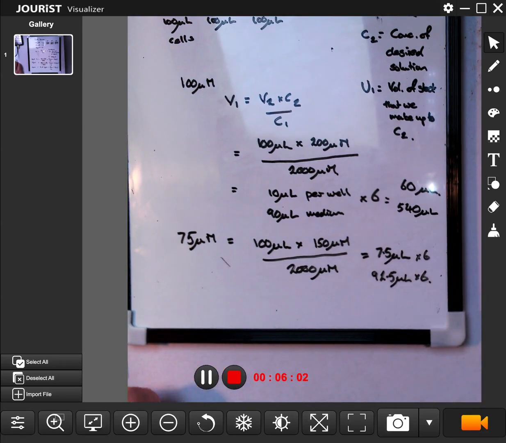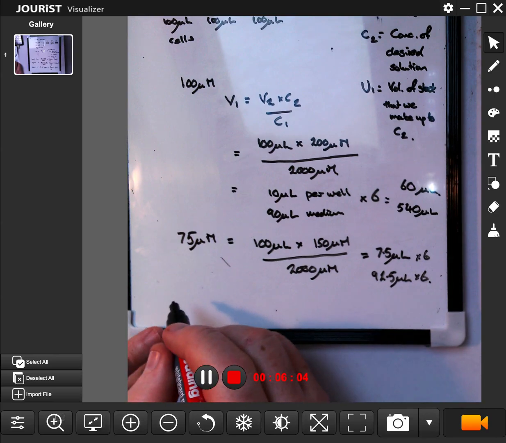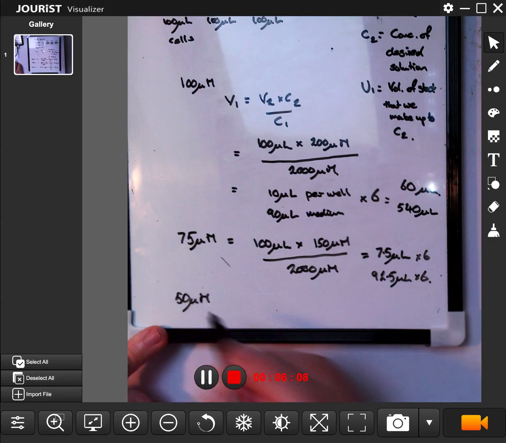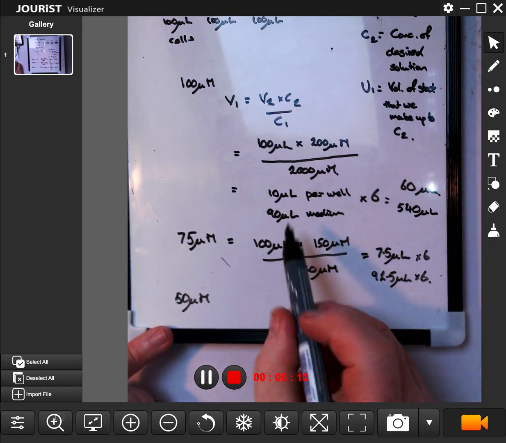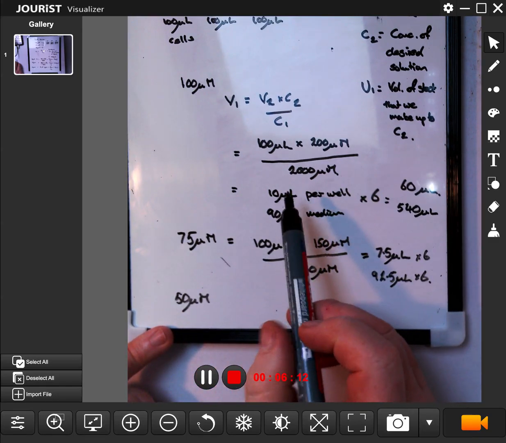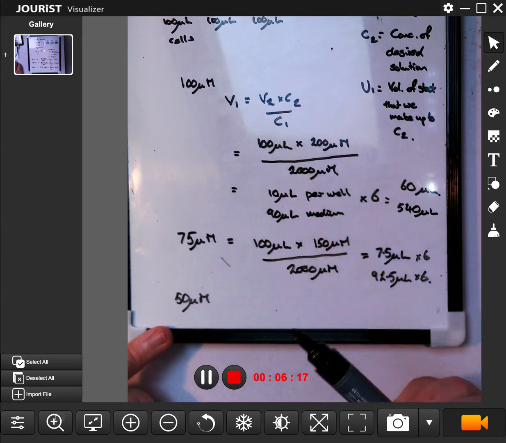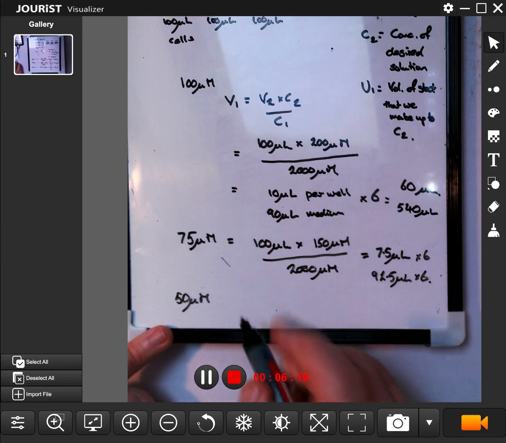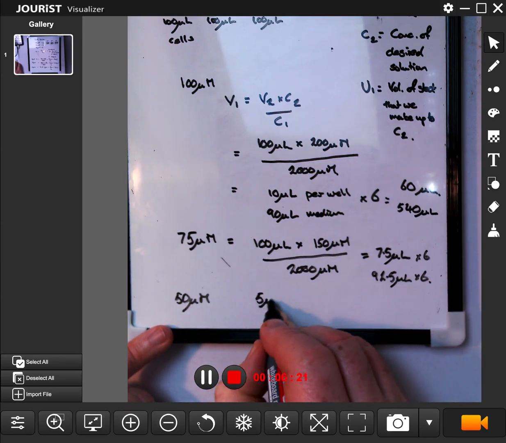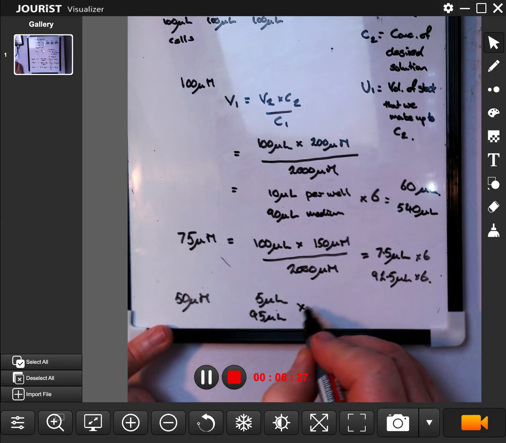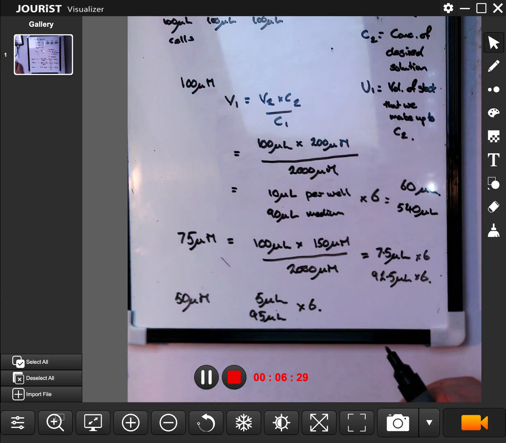So the last one's 50. Instead of going through this whole rigmarole of doing the sum, we can simply take the answer to the first one, 100, and halve it. So that's going to be 5 microliters per well and 95 microliters of medium, and times that by 6. And that's that one done.